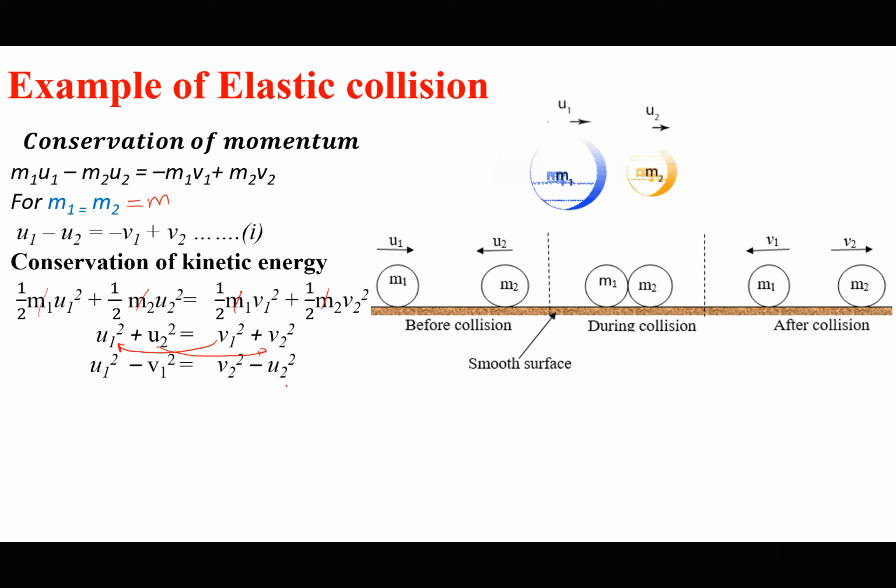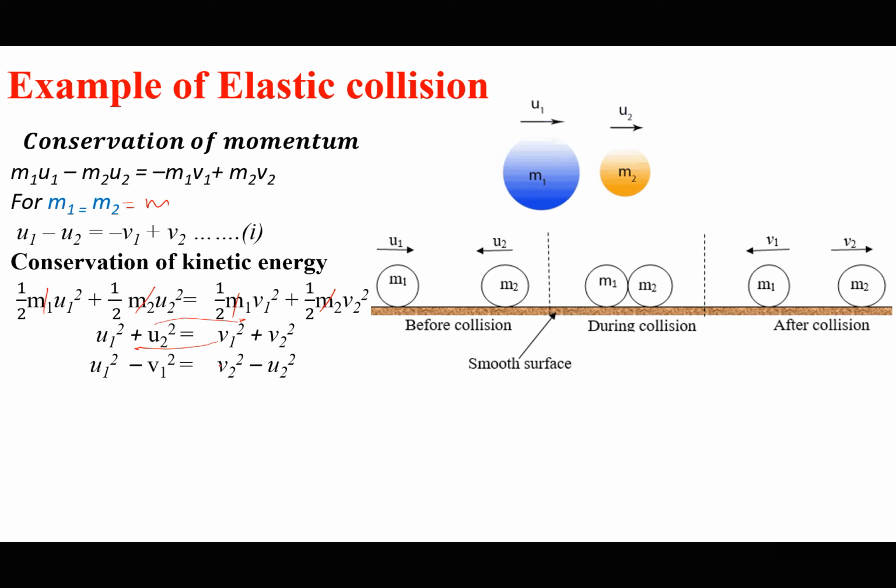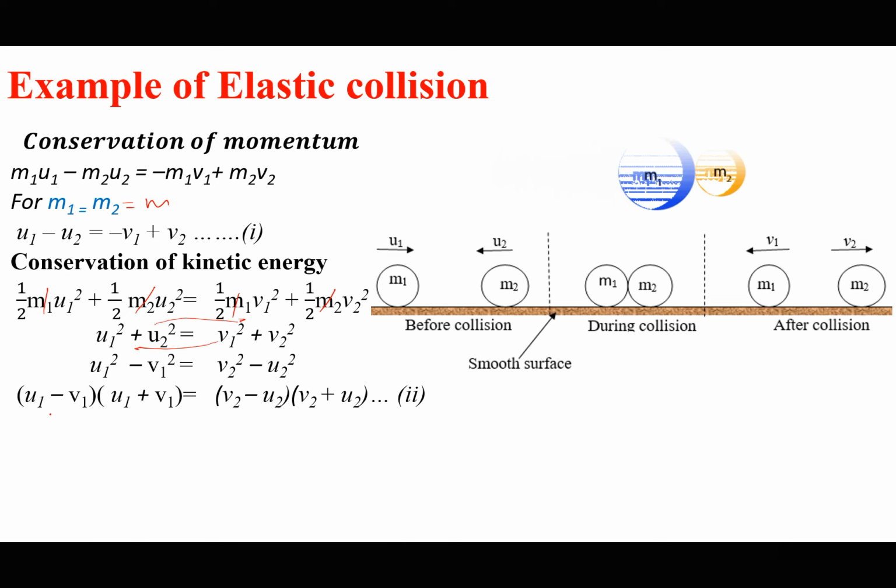So now I have a difference of two squares, where u1 squared minus v1 squared is the same as u1 minus v1 into brackets u1 plus v1. Then on the right hand side I have v2 minus u2 into brackets v2 plus u2. That is the difference of two squares. So this will be therefore u1 minus v1 into u1 plus v1 equals v2 minus u2 into v2 plus u2.